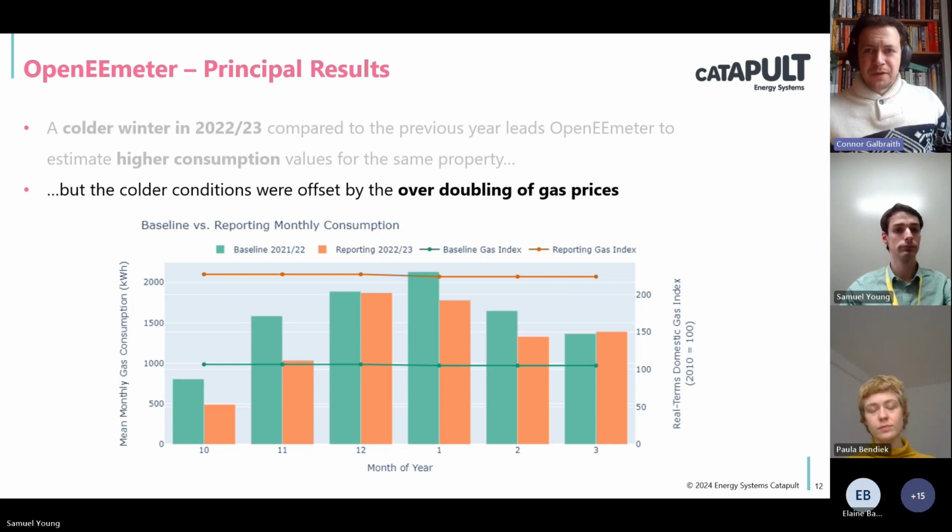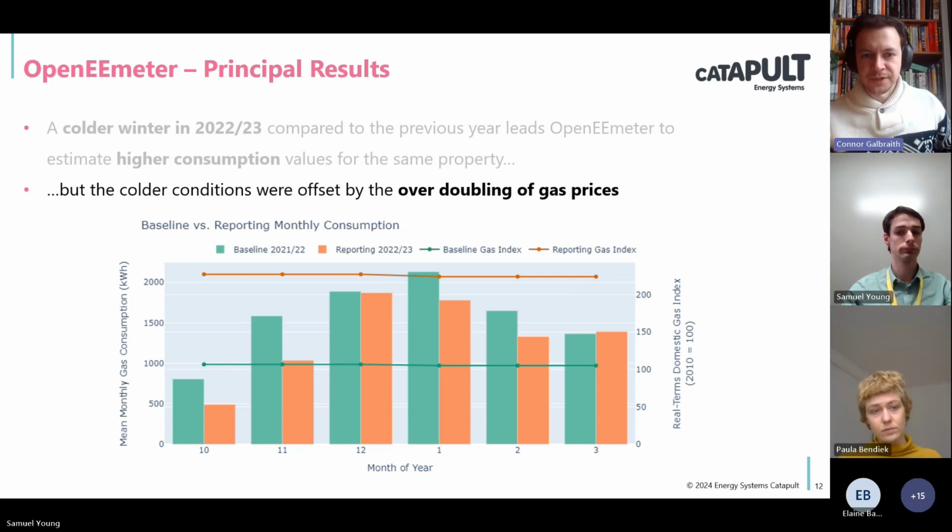And as you may all remember, we had a particularly bad gas price crisis over that winter. You can see this in the lines that are on the secondary y-axis on the right. The retail gas index almost doubled from the winter of 21 to the winter of 22. And this had a very deleterious effect on how consumers appeared to consume their gas, as you would expect, despite it being colder. And this is a key externality that OpenEEMeter on its own can't account for, because it only sees the external temperature.